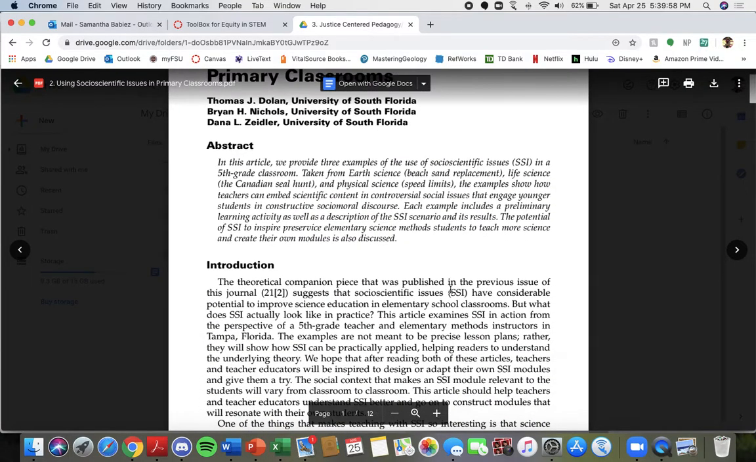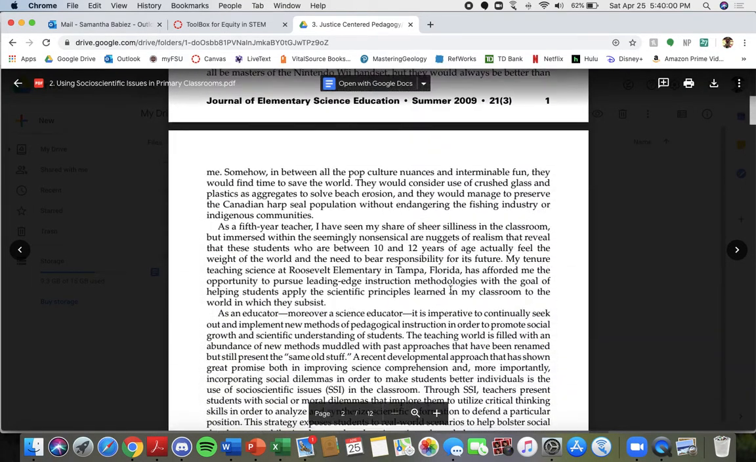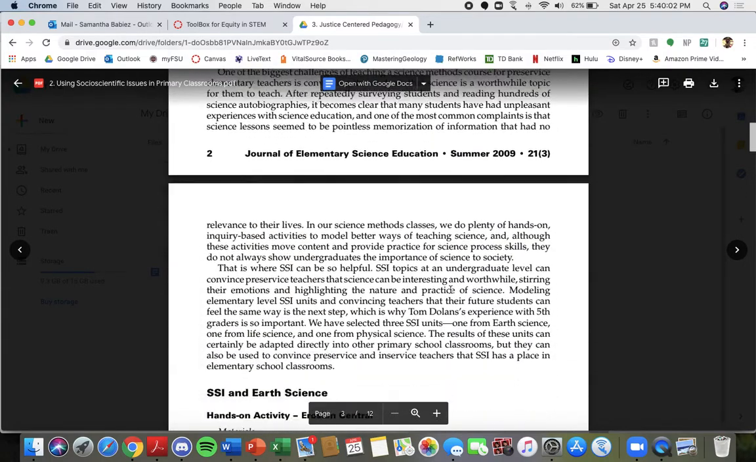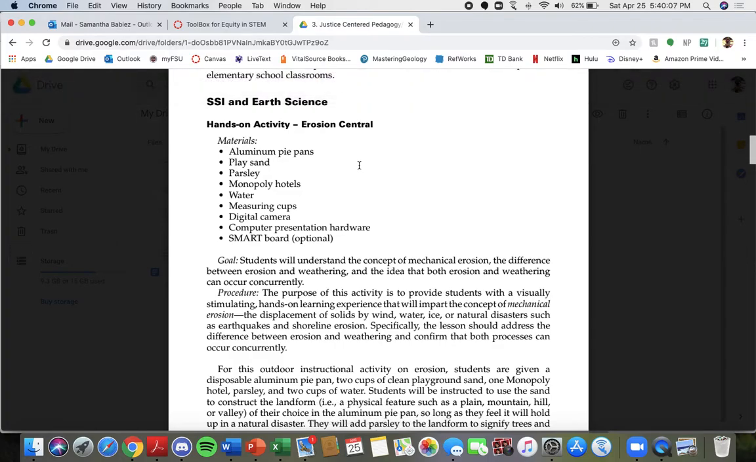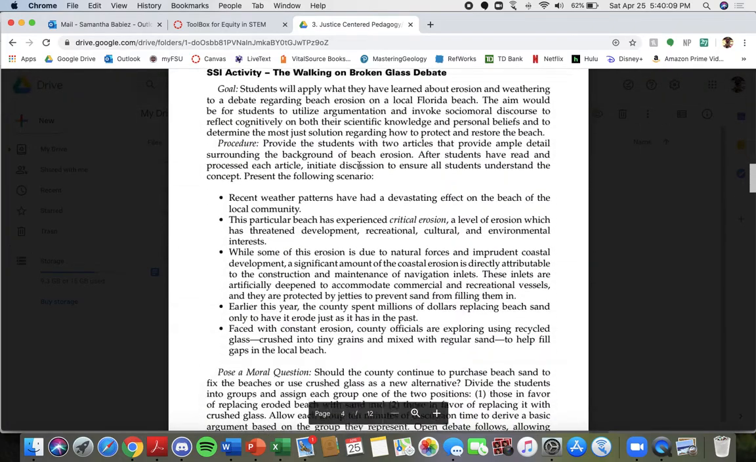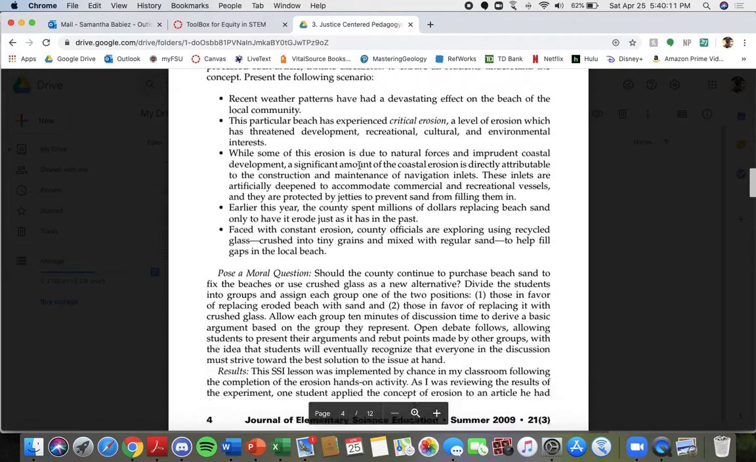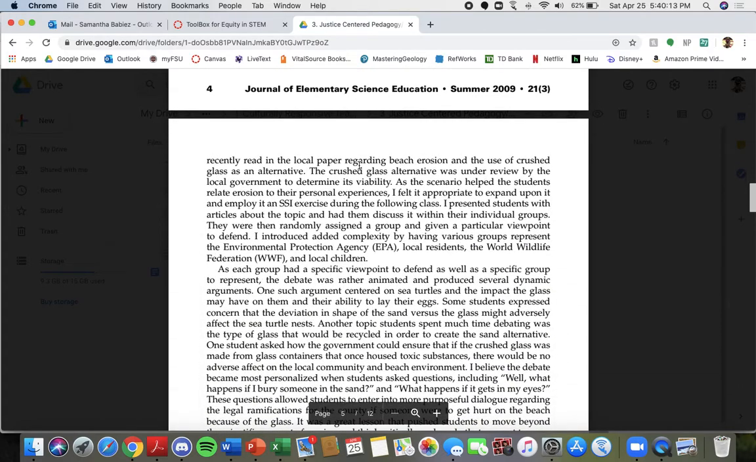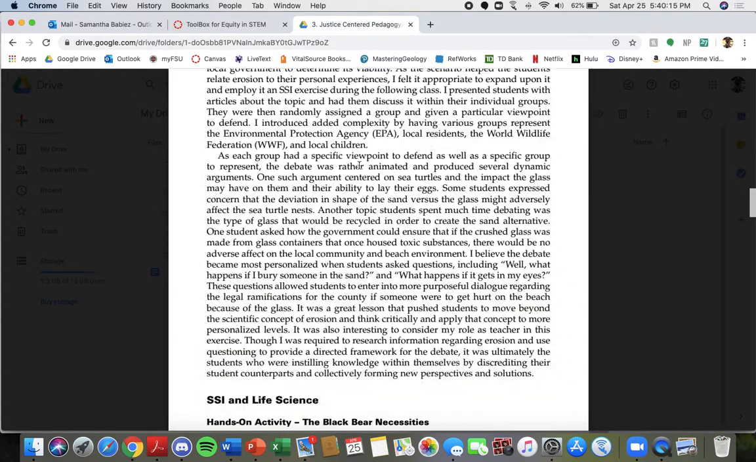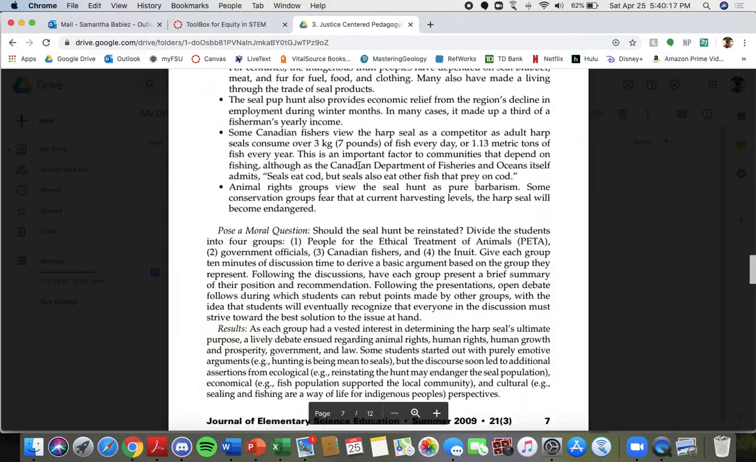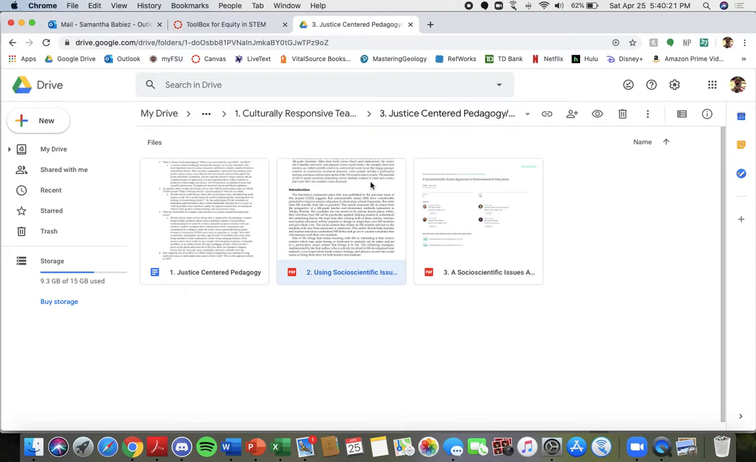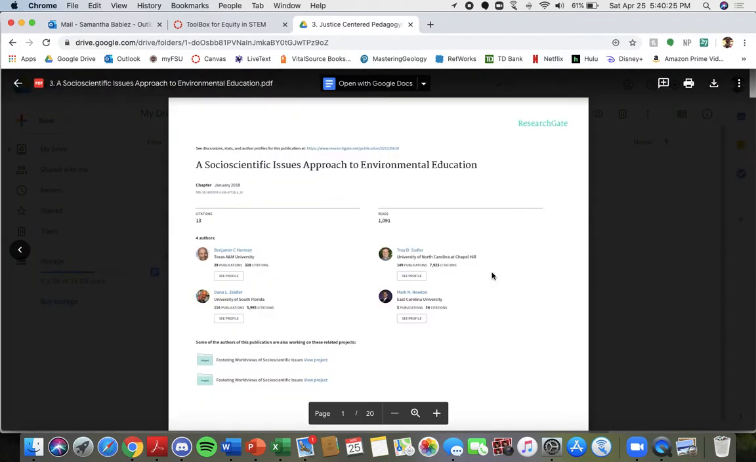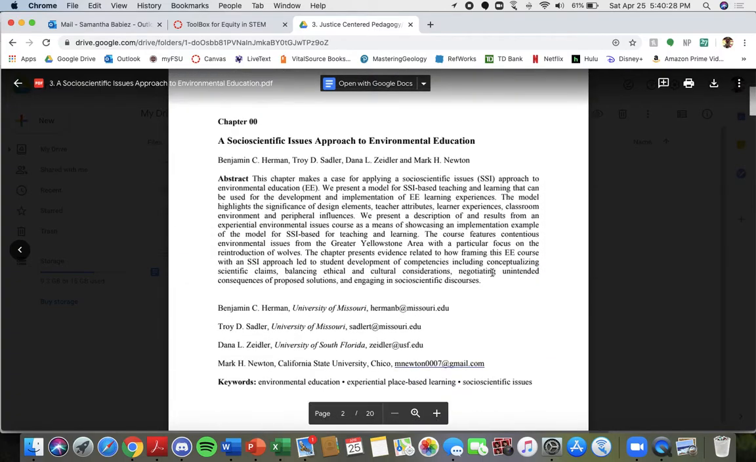This one is definitely a little bit more of a dense read, but it has some great examples of MEAs in it, which are great. So I could have placed this article into the classroom activities folder, but I chose to keep it in here so that it would be more surrounded with the other relevant pieces. And the socio-scientific issues approach to environmental education, another great article.